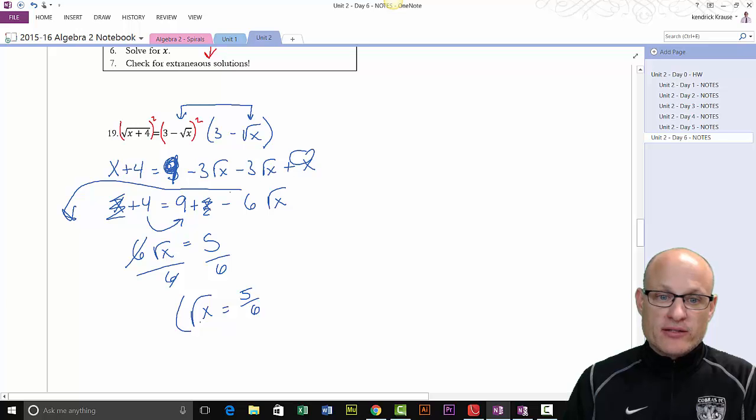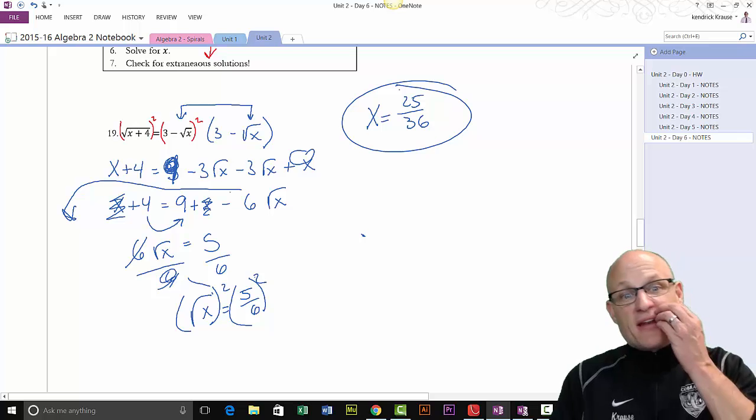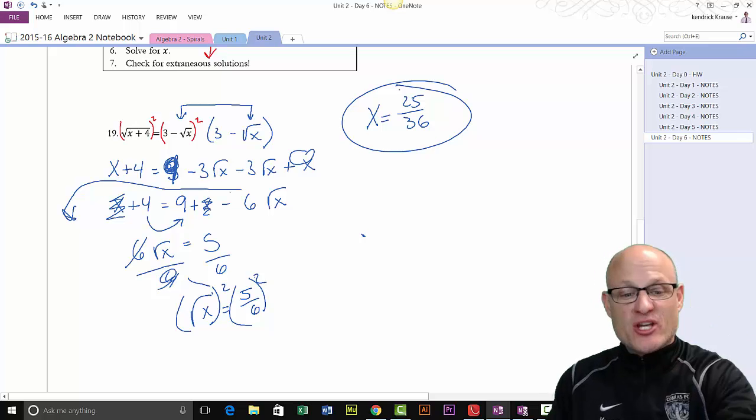So I'm going to square this side. Square the left side and square the right side. Well, when you square a fraction, you just square the numerator and you square the denominator. So my answer is x equals 25 over 36. Man. Now we got to check that.